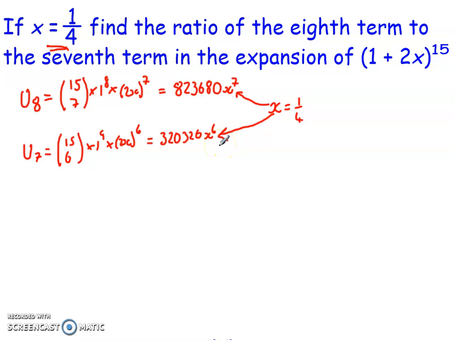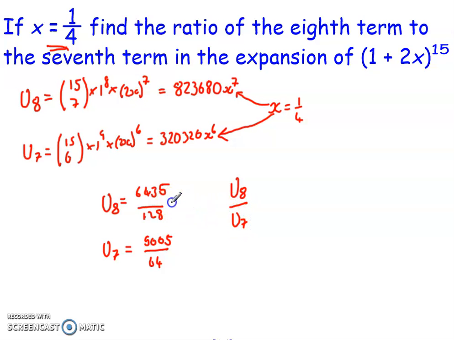Now luckily, something like this with these sorts of numbers in it will be in a calculator paper, so we can put it in as long as we enter the numbers correctly. What I end up getting is my 8th term, u8, is given by 6,435 over 128. My 7th term, u7, is given by 5,005 over 64. I then want the ratio of the 8th term to the 7th term, so what I do is I do u8 divided by u7.